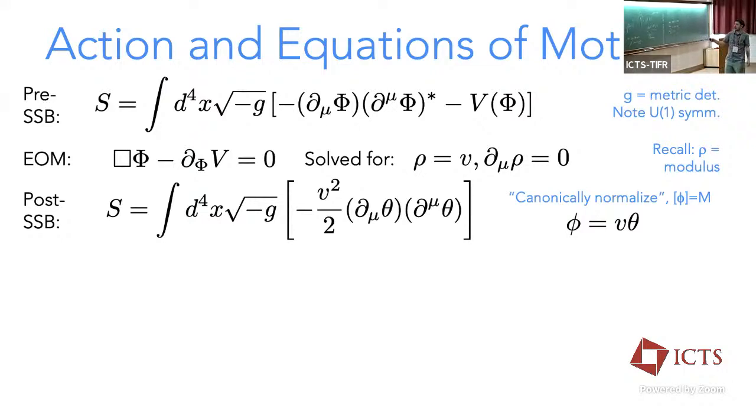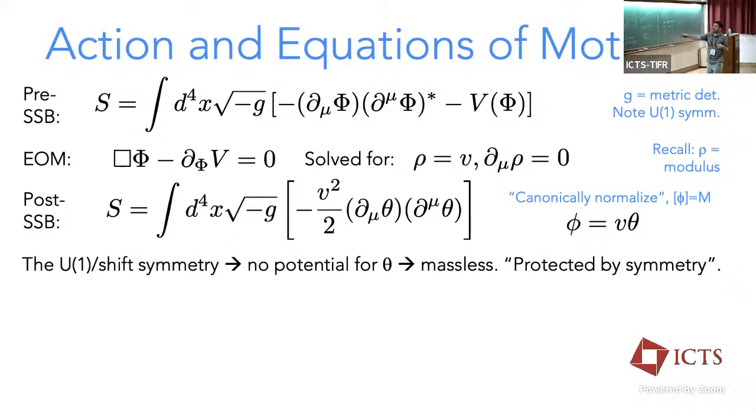post-spontaneous symmetry breaking, an action that only depends on the derivatives of the field theta. You see now that this action, which only depends on derivatives of theta, explicitly has the shift symmetry that I said. If I send my field from theta to theta plus alpha, where alpha is a constant, this doesn't care about that factor alpha. It's inherited that symmetry from the fact that this action of phi is invariant under a complex rotation of phi. So the U(1) or shift symmetry tells us that there's no potential. This potential did not depend on the angle. So the field theta is massless.